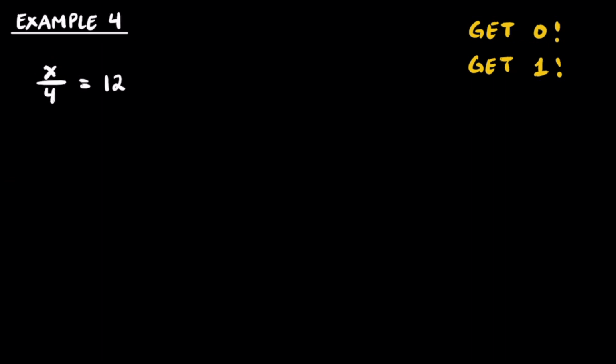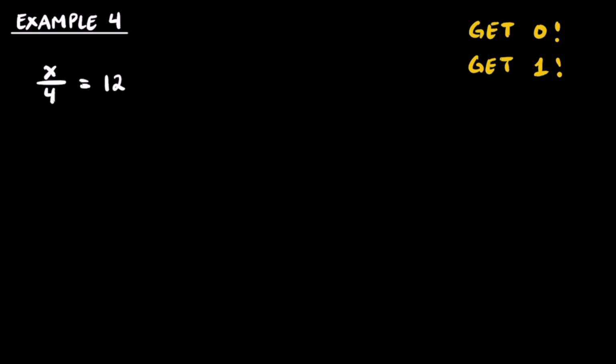Here's example 4. Let's solve the equation x over 4, or x divided by 4, is equal to 12. Just so you're seeing the different types of equations, in example 1 we had addition as our operation, in example 2 we had subtraction, in example 3 we had multiplication, so this is example 4 where we have division in the equation.